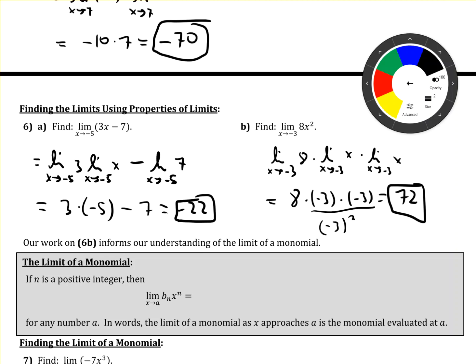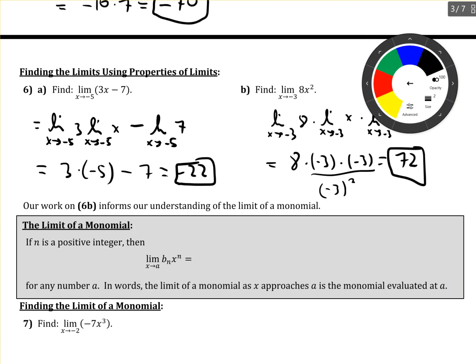And we could have done that as many times as needed. If it was x to the fifth, it'd be the same thing, right? So basically what this ends up being is if we have a monomial, so just 8x squared is a monomial, a polynomial with one term, then basically I can plug in a. So this is going to be b times a to the n. I get to, again, basically just plug it in.